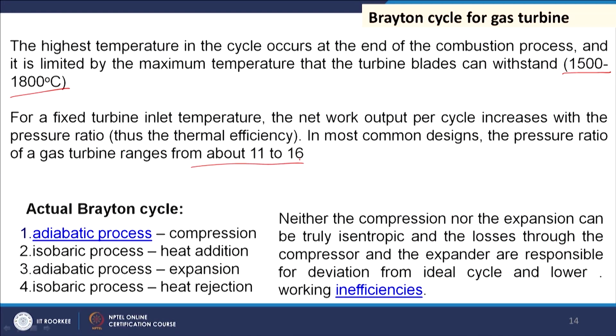So, by changing the pressure ratio, we can change the efficiency of it, and it has been reported that the pressure ratio of a gas turbine ranges from around 11 to 16. So, pressure ratio as well as operating temperature, both influence the performance of the gas turbine.